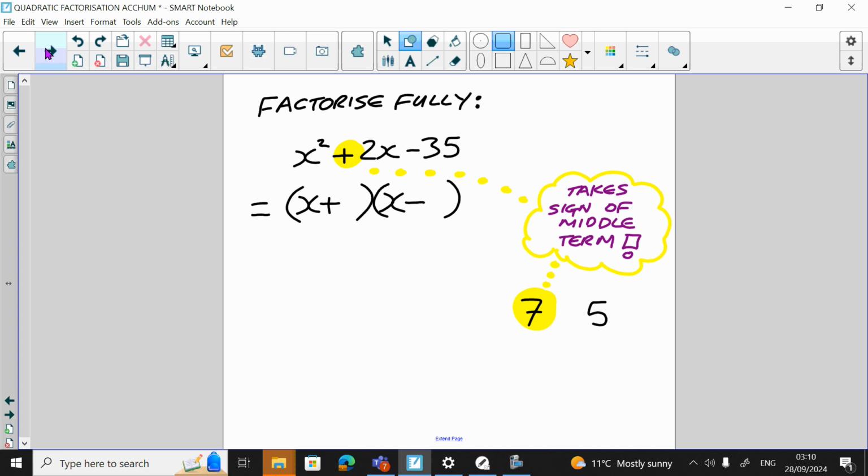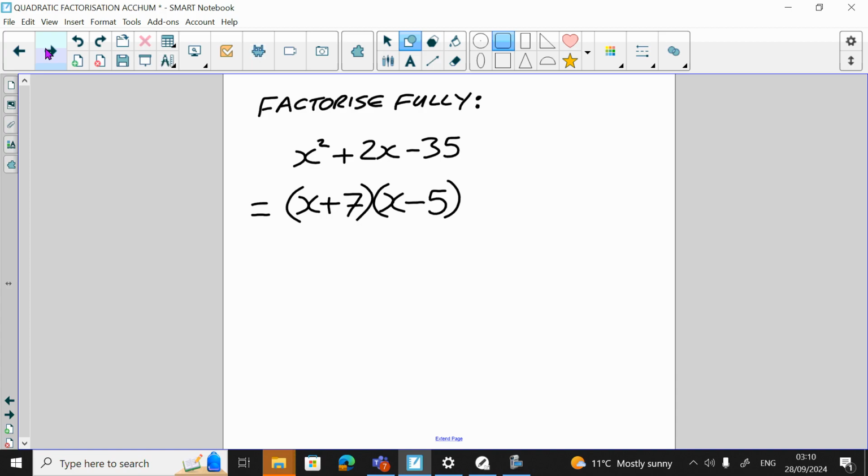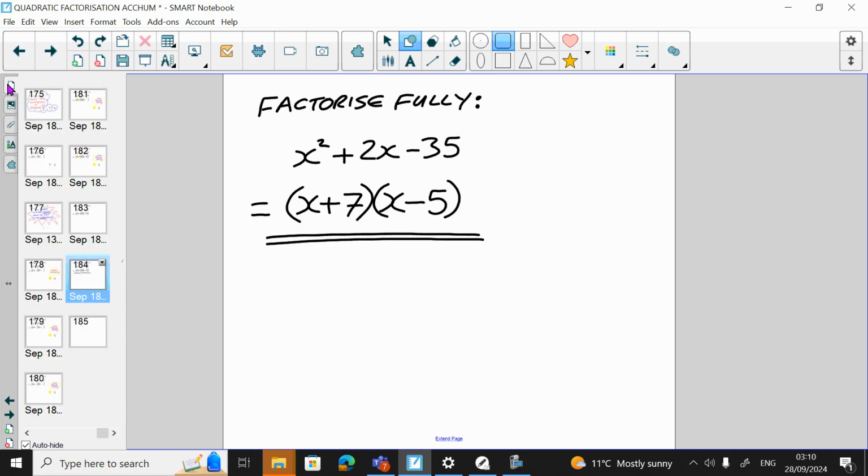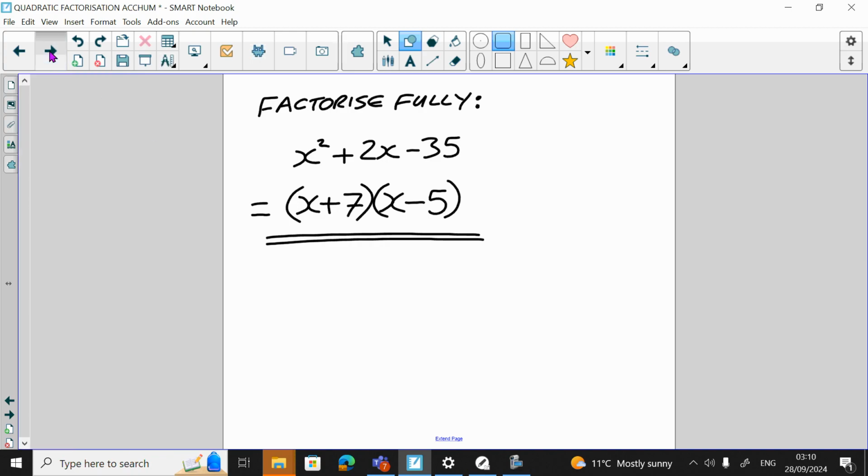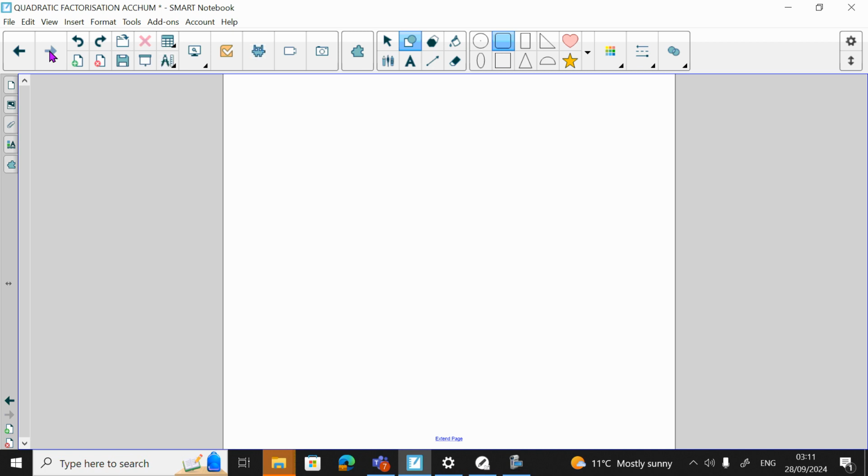Okay? So that 7 is forced to be positive here. So in the left-hand bracket, that's where it's going to go, which forces the 5 to get into the only available seat. That's you done. All done. And I think that's me all done. So hopefully that helped you.